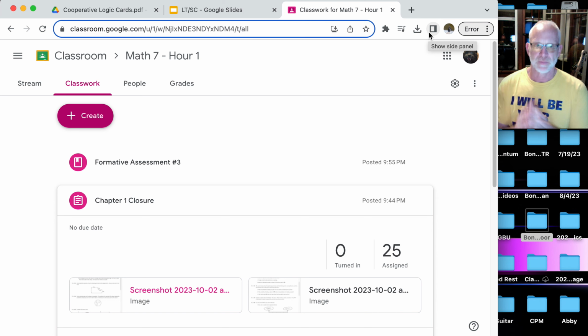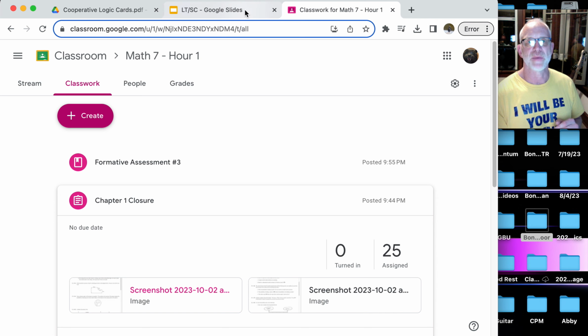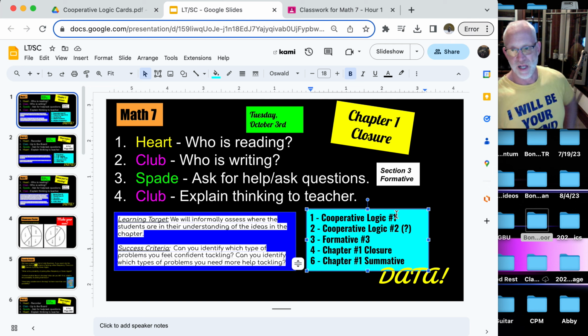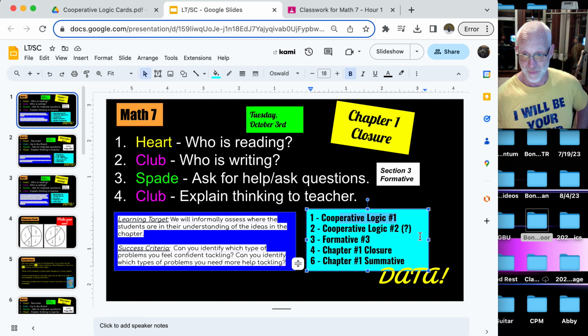Sound good? So to recap, what did we do today? We came in, we did a cooperative logic problem as a group, and then if we had time, we did the second one. Then we did our formative about adding and subtracting unlike fractions, and then we began working on our closure. We told the kids if your closure is completely finished, then you can begin working on your summative.